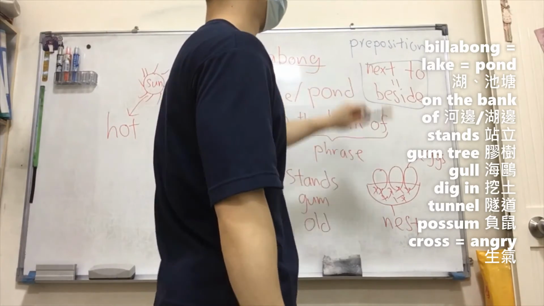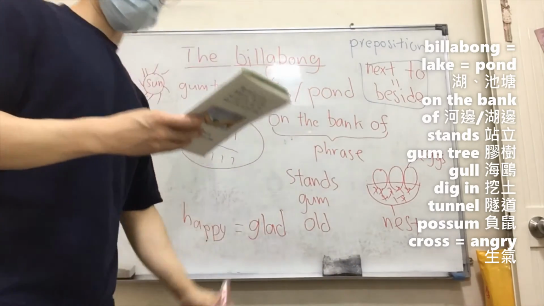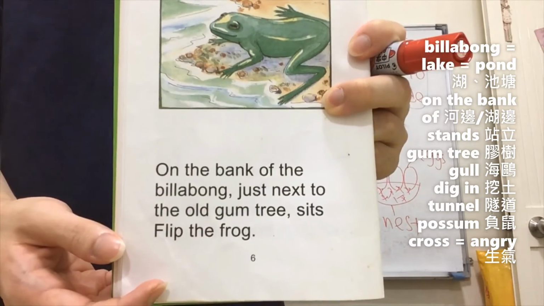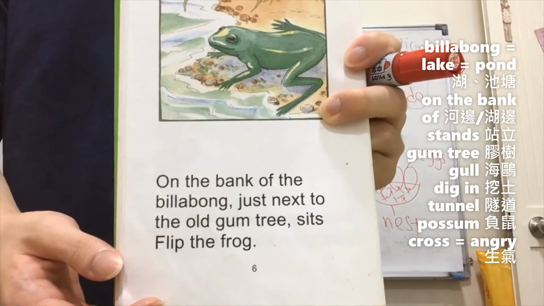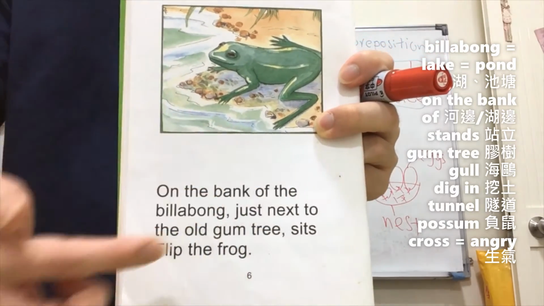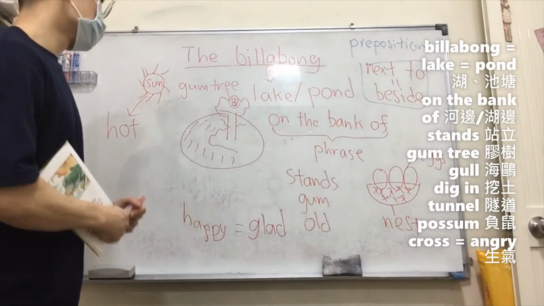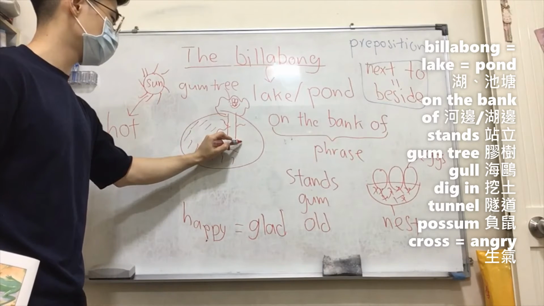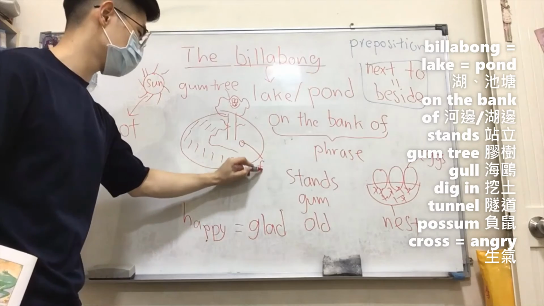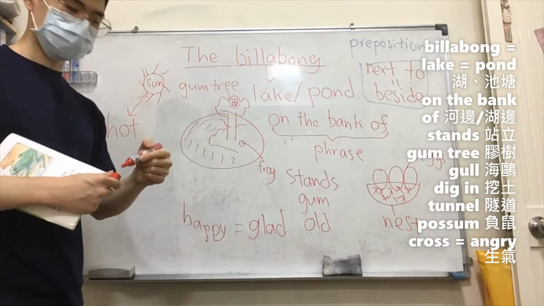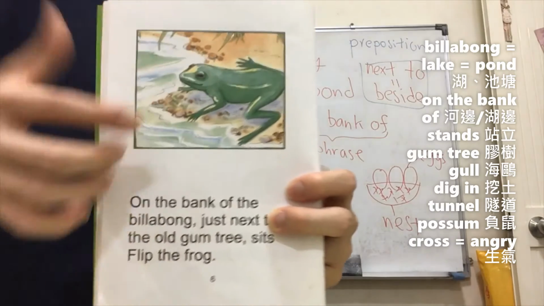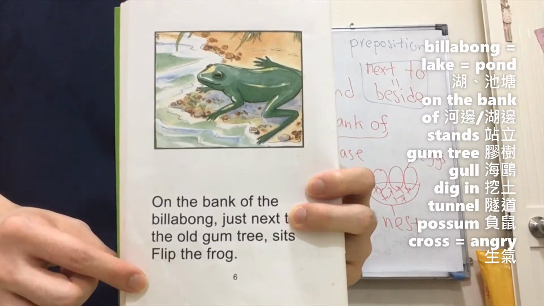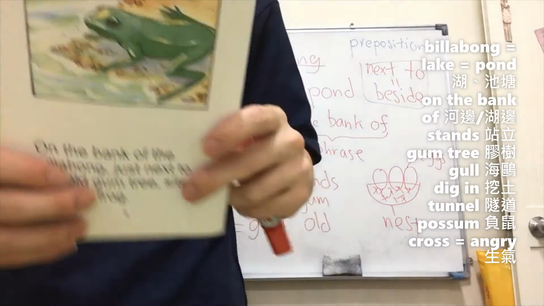Okay, so next to has the same meaning as beside. Alright? So in the story, they mention just next to the old gum tree, right? So this is the old gum tree, right? So just next to the old gum tree we have a frog. And the name of the frog is Flip, right? F-L-I-P, Flip. So we have Flip the frog.